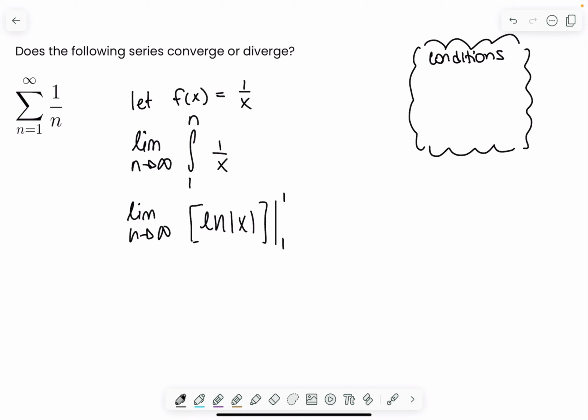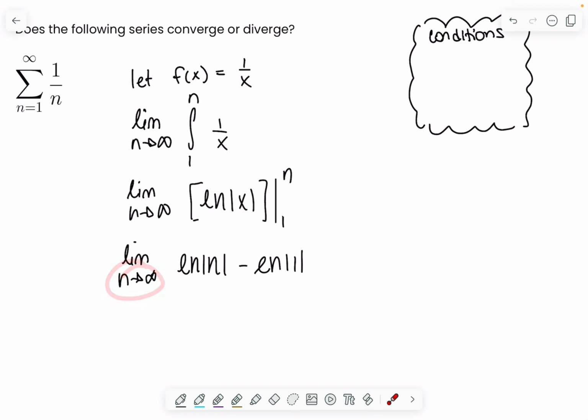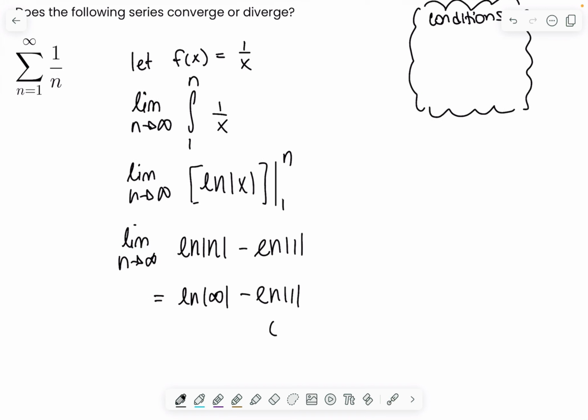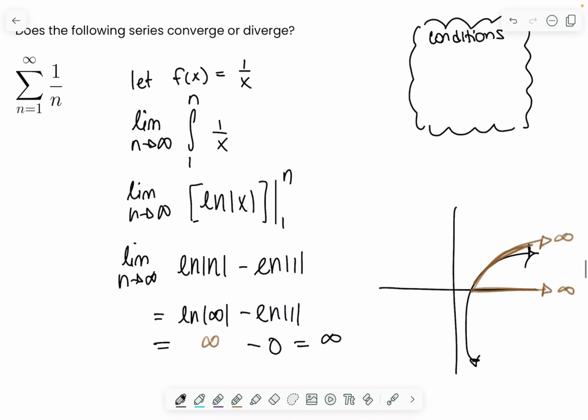We're evaluating this from 1 to n. And then the fundamental theorem of calculus says take this and plug in n, and then minus, take the same thing and plug in 1. Then we can plug in infinity for n. So we know ln of 1 is just 0, and if you draw the graph of ln of x, as x approaches infinity, so does the graph approach infinity. So therefore this is infinity. That means that this is equal to infinity, and therefore this series diverges.